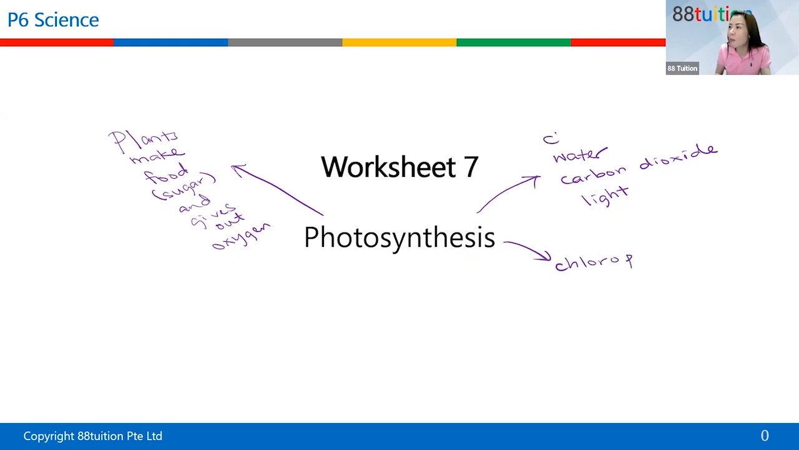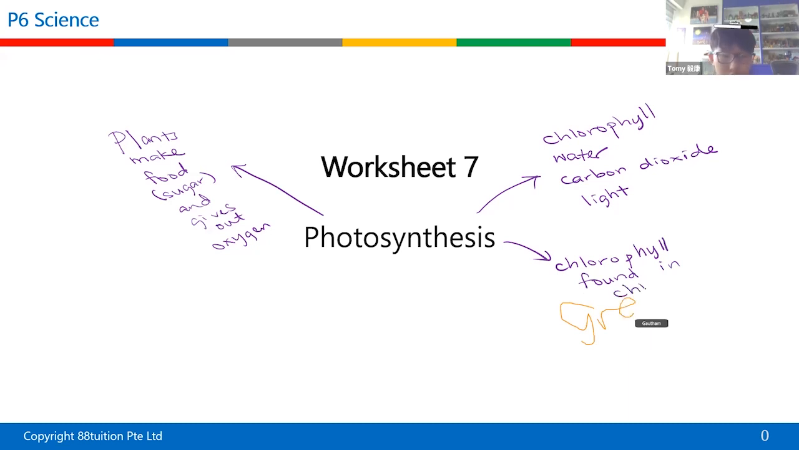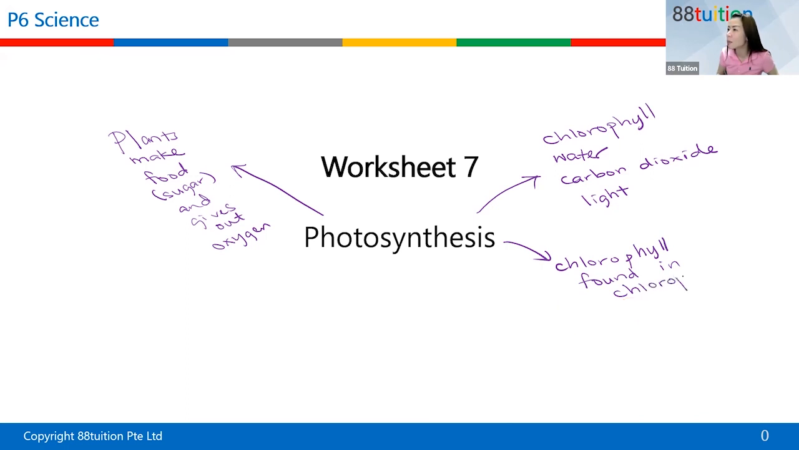so I should actually put down one more thing over here. For photosynthesis to take place, there must be presence of chlorophyll in the plant. Okay, and then there must be water present, carbon dioxide, and then light. Now, if we talk about chlorophyll, it's found in the cells we call chloroplast. I don't want any annotation today until I tell you you can annotate, okay? Chlorophyll is actually found in chloroplast.